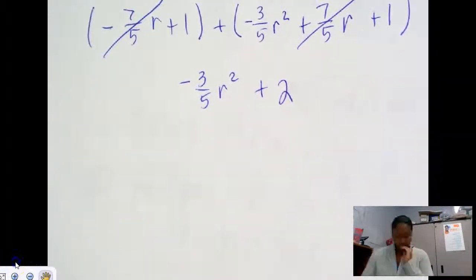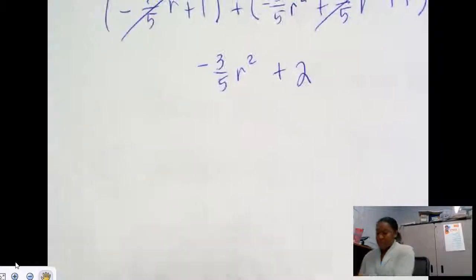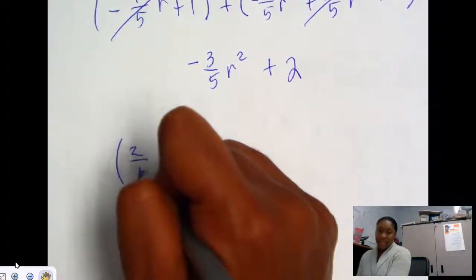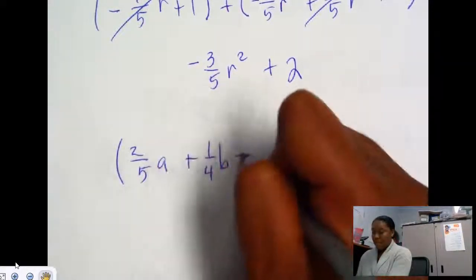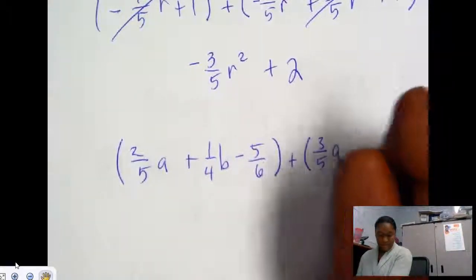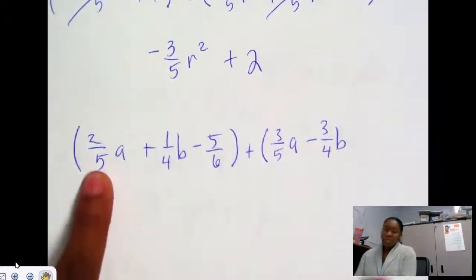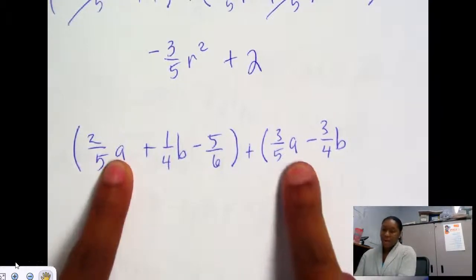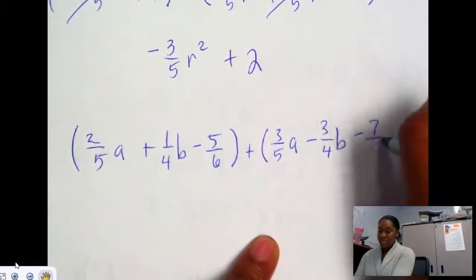Now, for the next one, I'm going to do another one. Let's do number 37 on the same page. So this one is 2/5 a plus 1/4 b minus 5/6, close, plus, and then we have 3/5 a. Now this one's a good one because all of the fractions that we need to combine, either your a's or your b's, have the same common denominator. And there was one more fraction I'm missing here, 7/6.